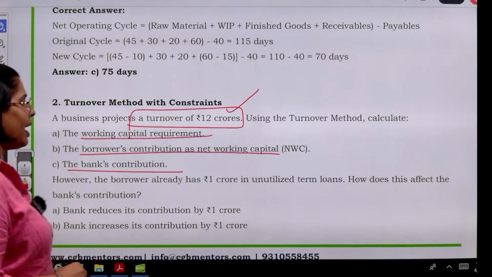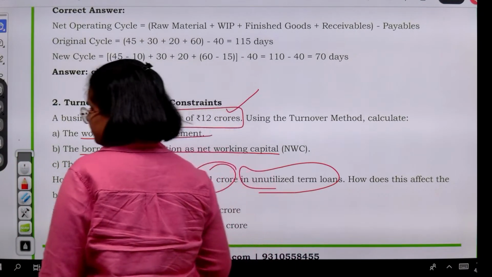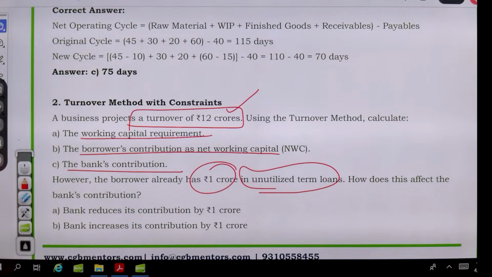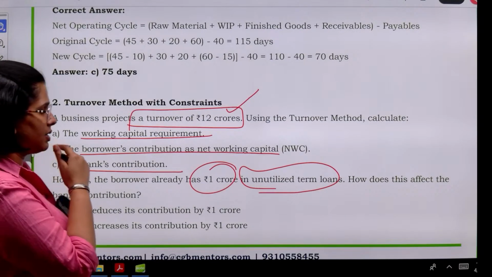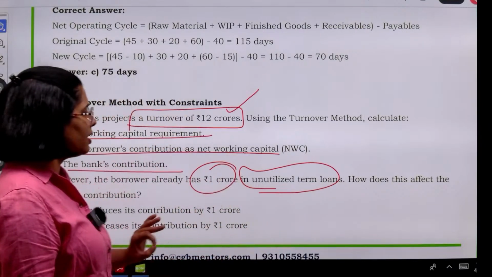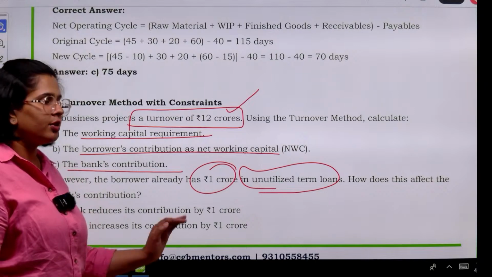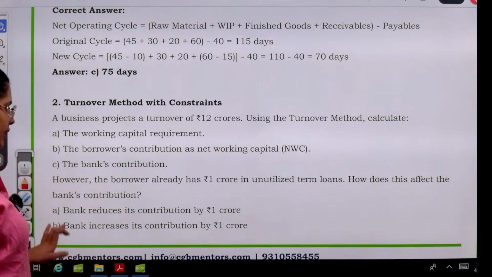Now the borrower has some amount in unutilized term loans. Okay, the borrower has some money unutilized, meaning earlier they might have taken some term loan and that money is unutilized. So they are asking how does this affect the bank's contribution?